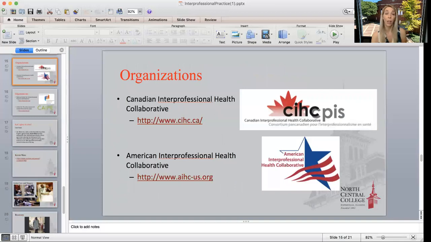Moving forward, though, there are a lot of organizations that are trying to help with those hurdles and really promote interprofessional education and interprofessional practice, make it more understandable, make it more widespread, promote different concepts and ideas to help integrate it into education programs and into hospital and clinical programs.